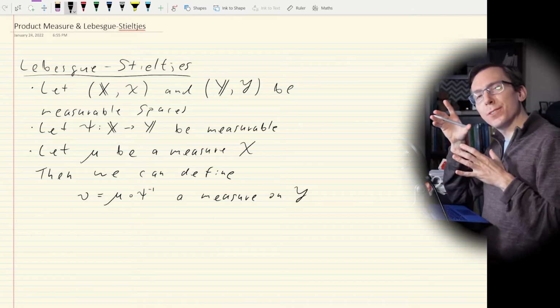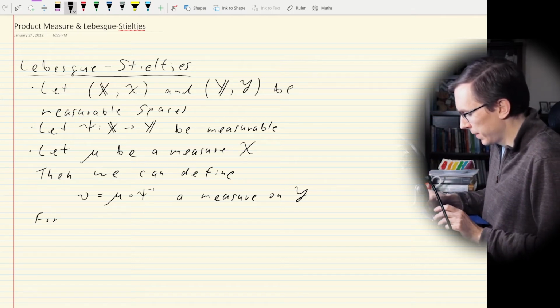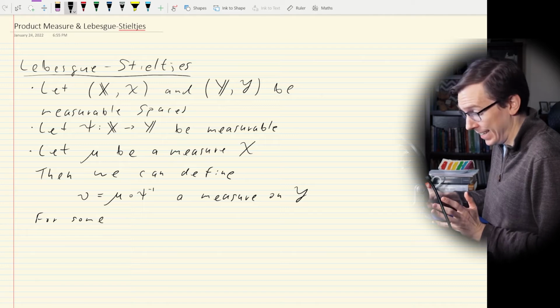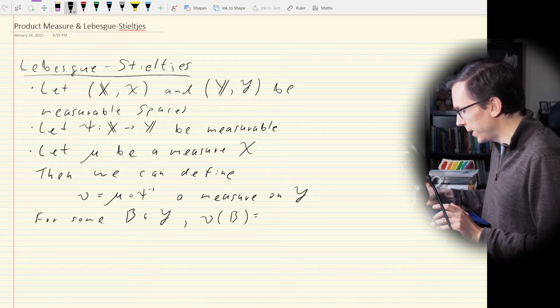So what is this doing? What this is doing is, for any B in the sigma field Y, nu of B, the measure, is going to be mu of psi inverse of B.